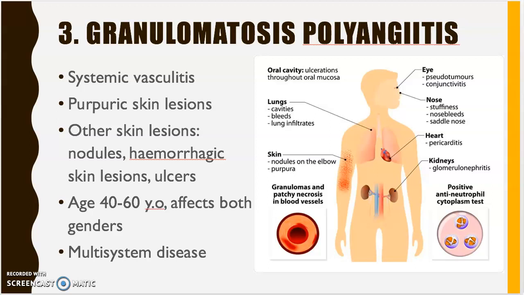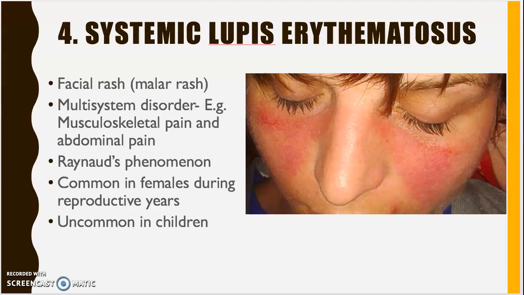So, multi-system disease. So the fourth one is systemic lupus erythematosus. This is a chronic disorder that mainly affects women in their reproductive years and is very uncommon in children. It involves both the skin and joints. Usually it has a facial rash known as the malar rash. It's known to be an erythematous rash, flat, and butterfly-shaped over the cheeks and nose.